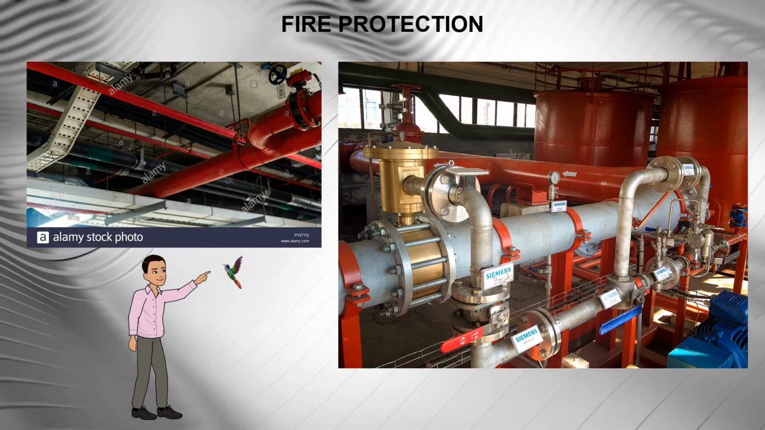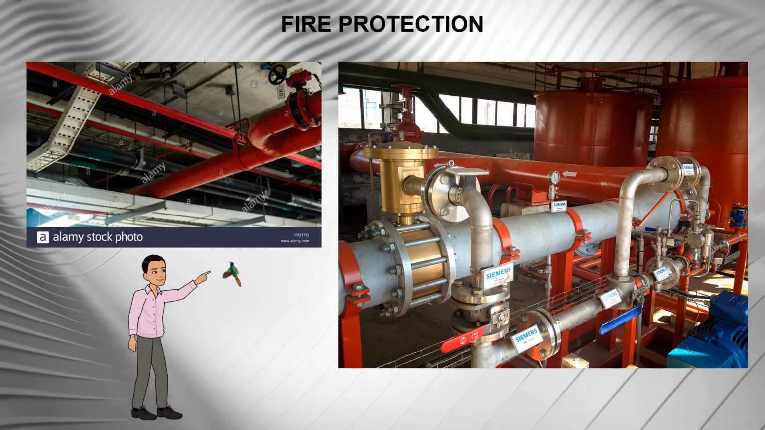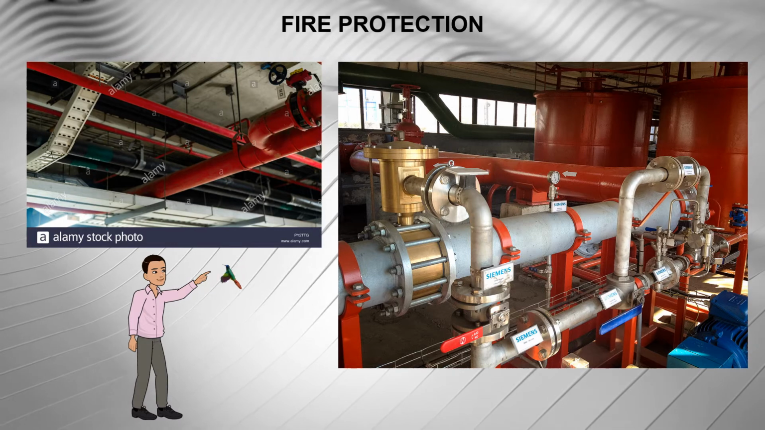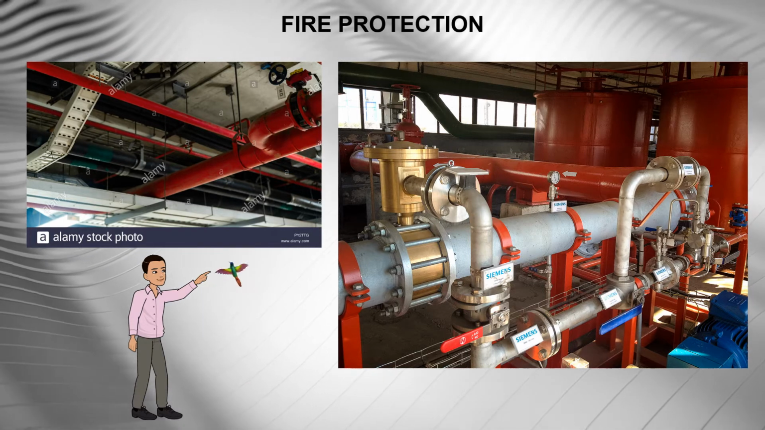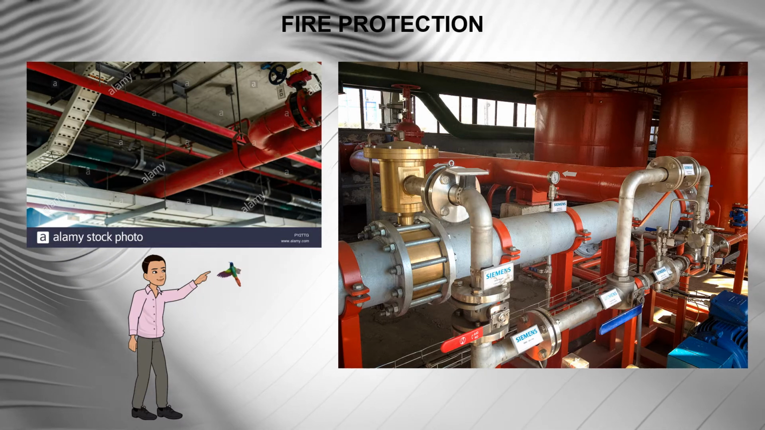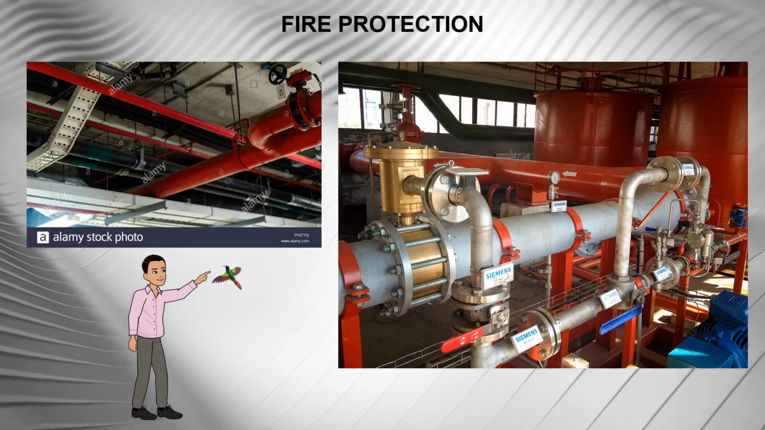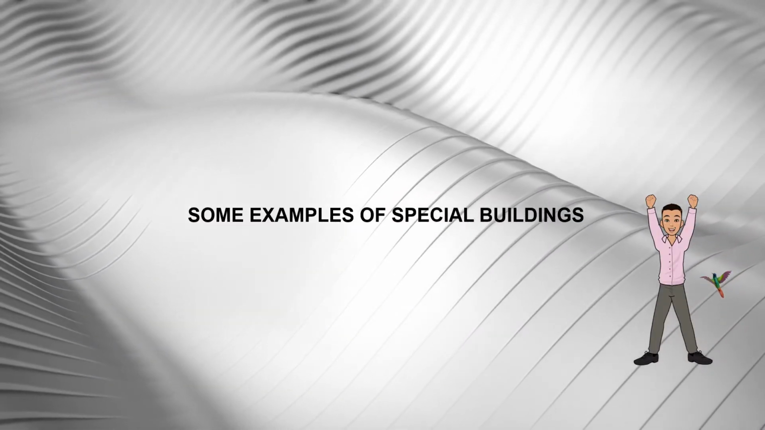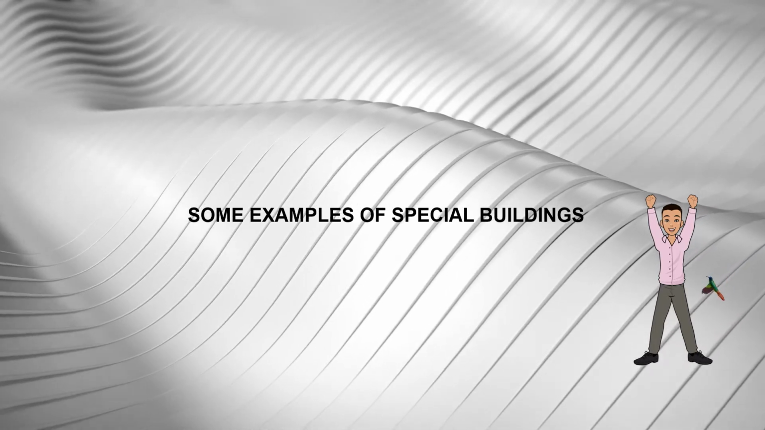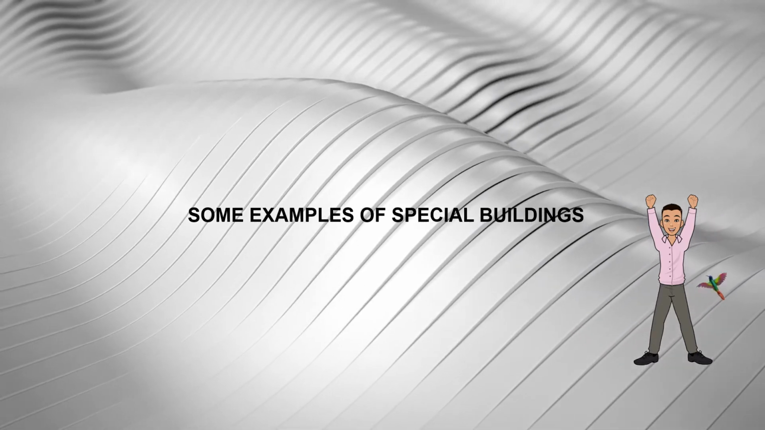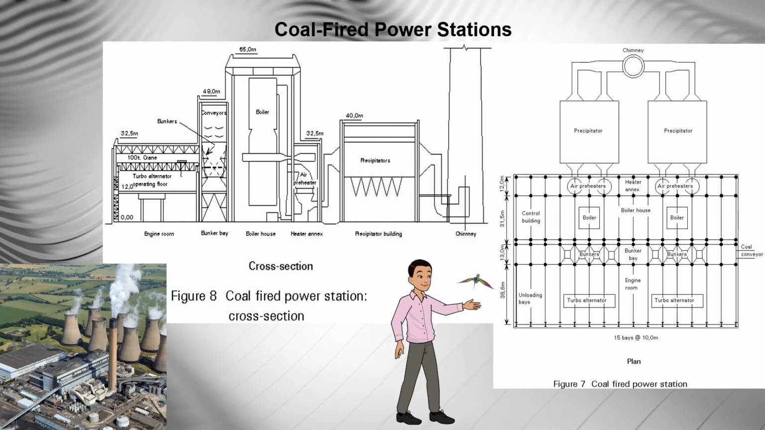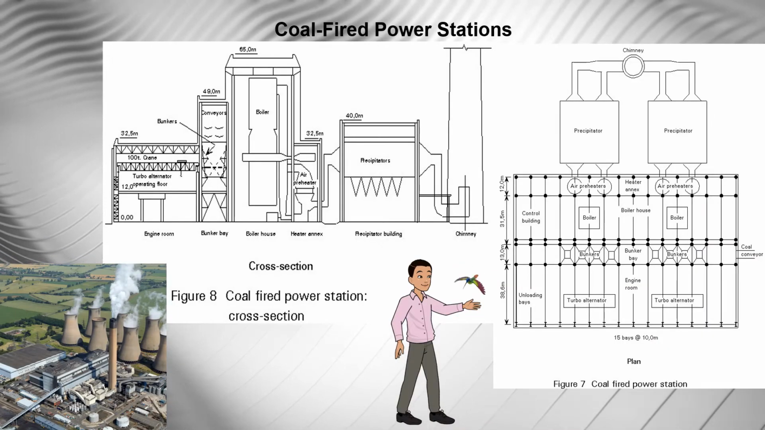Controlling the results of an explosion is often achieved by strategically placed blow-up panels. Gas explosion can be far more destructive and difficult to control. The following are some examples of special buildings. Coal-fired power stations.